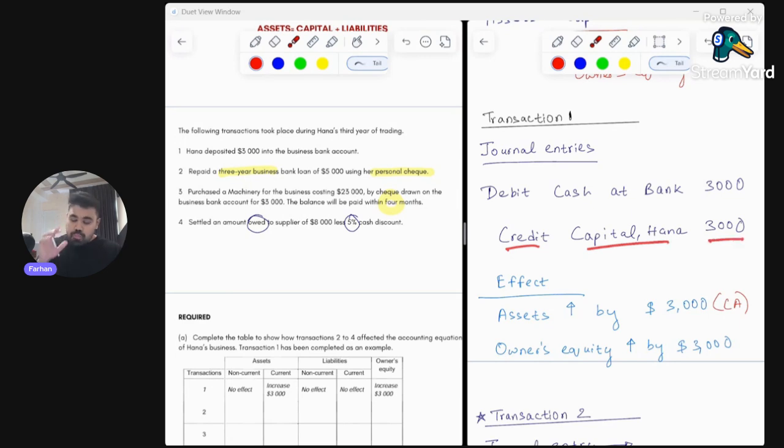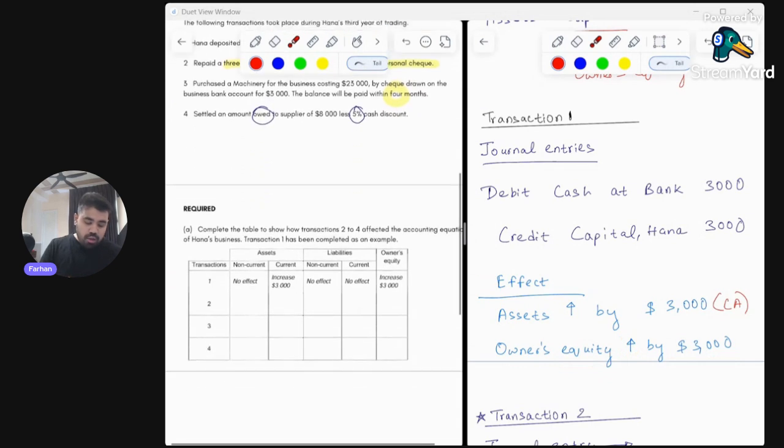All right. Now, based on this journal entry which we have just done, what's the effect on the accounting equation? When we are debiting the cash at bank account by $3,000, our assets are increasing by $3,000, specifically our current assets. And also at the same time, because Hannah invested her own money of $3,000, which is also referred to as owner's equity or capital, our owner's equity that we report in the balance sheet is also increasing in value by $3,000.